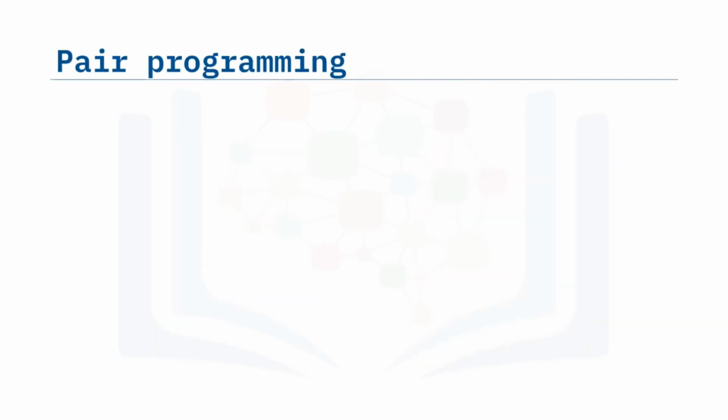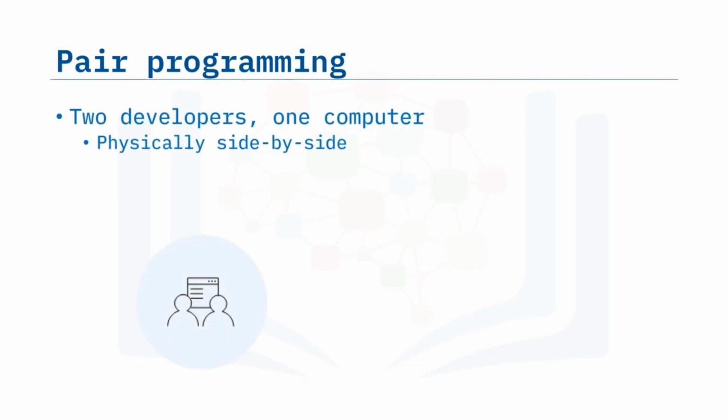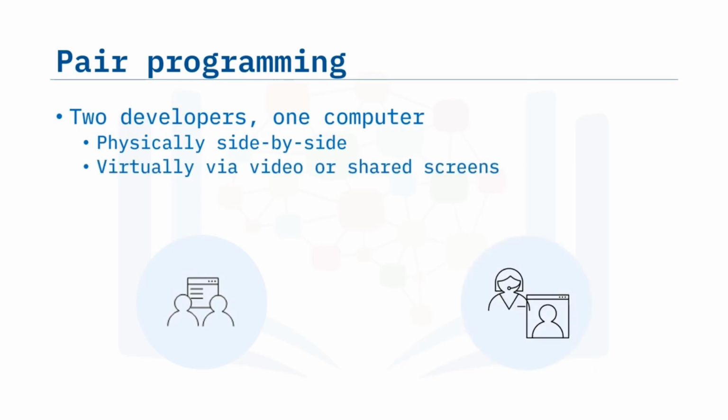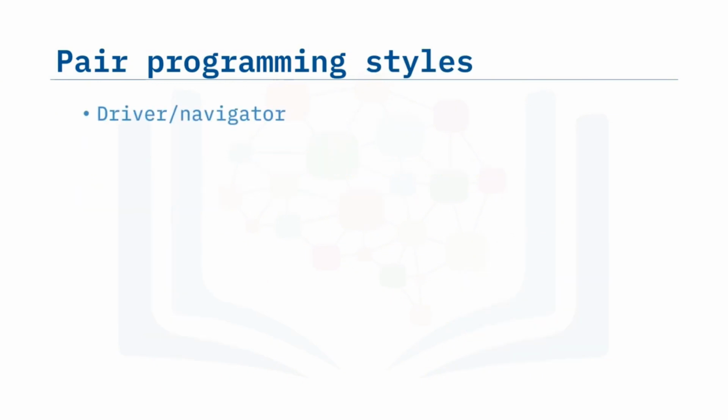Pair programming is an extension of teamwork where two developers work side by side at one computer. They can either be physically at the same computer or work virtually via video link or shared screens. The former is the preferred option, but virtual pair programming can also be productive. Pair programming is a type of agile development where two developers can plan and discuss their ideas continually as they create a solution, generally resulting in a better end product. And there are various styles of pair programming.